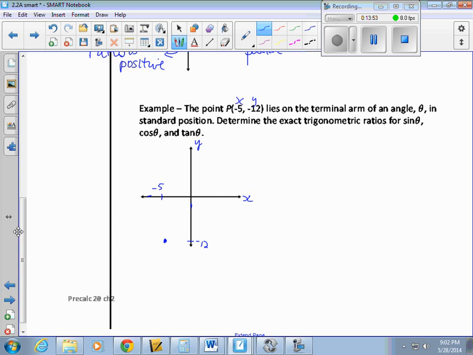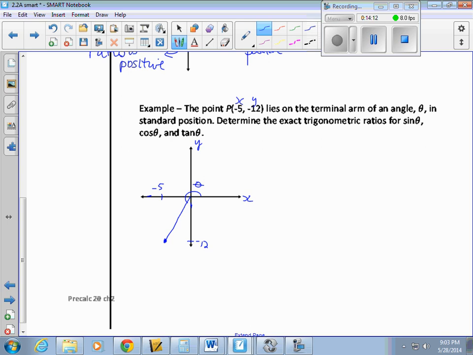So you plot your point, and then you draw in your angle. So I'm going to put this to there. So that is like my terminal arm. So it's like saying my angle theta is going from here to there.